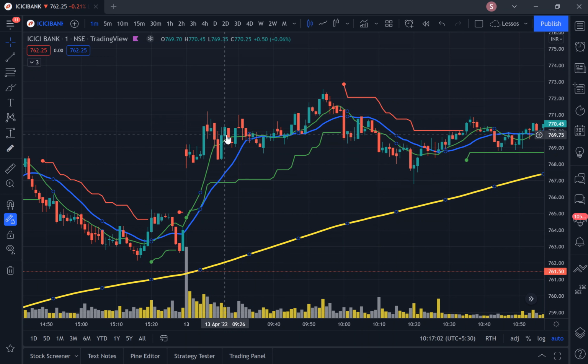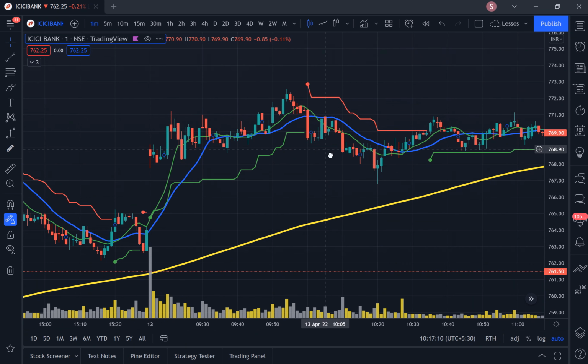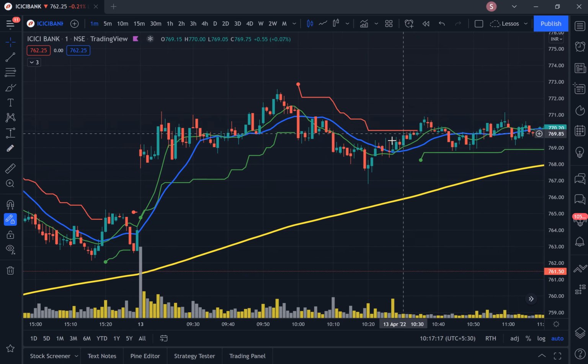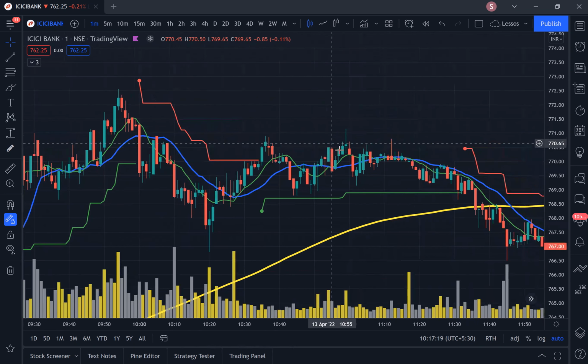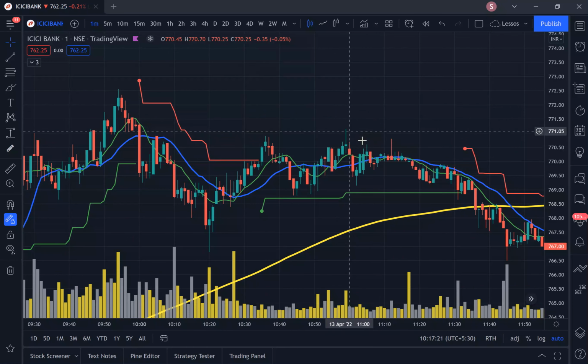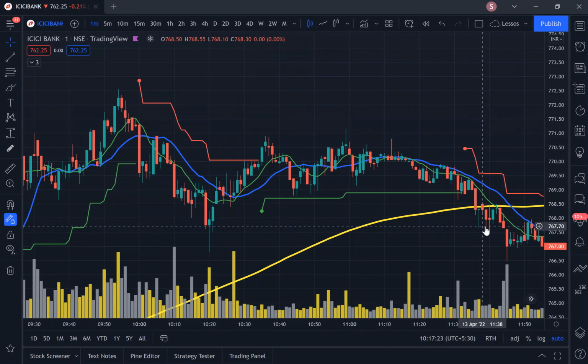So you should try to get a profit of 776, and you see here you get 772, you don't get 776. Then it comes down, and it doesn't hit your stop loss because your stop loss is here below it. So it goes further up and it consolidates, and then it doesn't go, and you see it comes down and hits your stop loss.